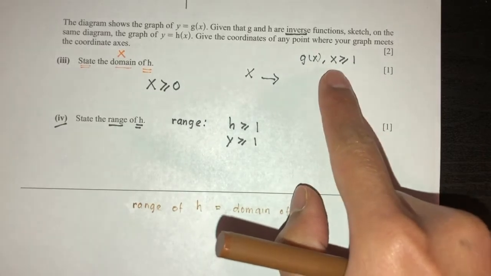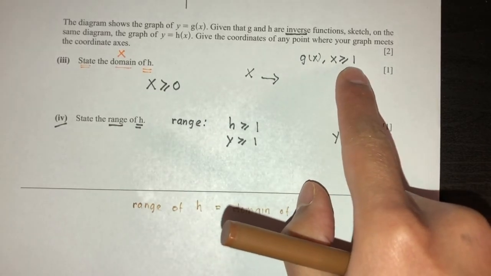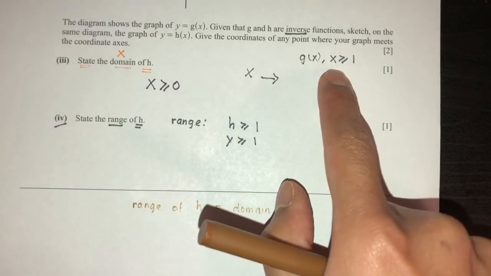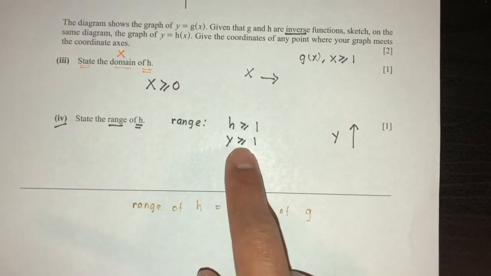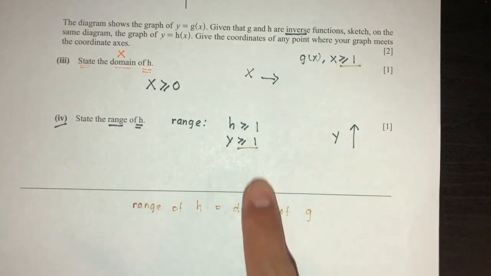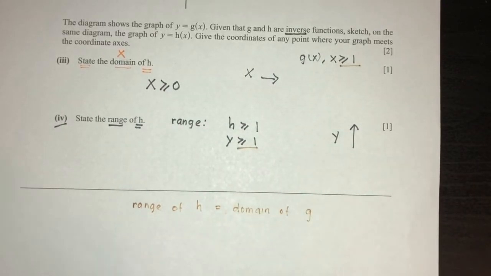Domain of g is x is more than 1. So it's the same thing, but here, since we're finding range, we cannot write range in terms of x. We have to change x to y. So y is more than or equal to 1, which is the same thing here, right? So that's a trick we can use to find the range and domains of the inverse functions.